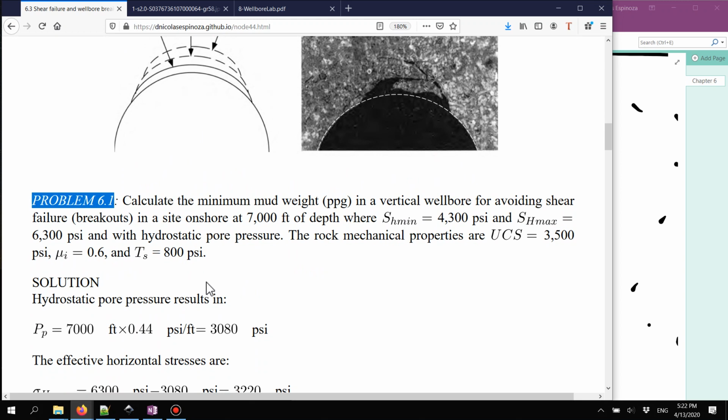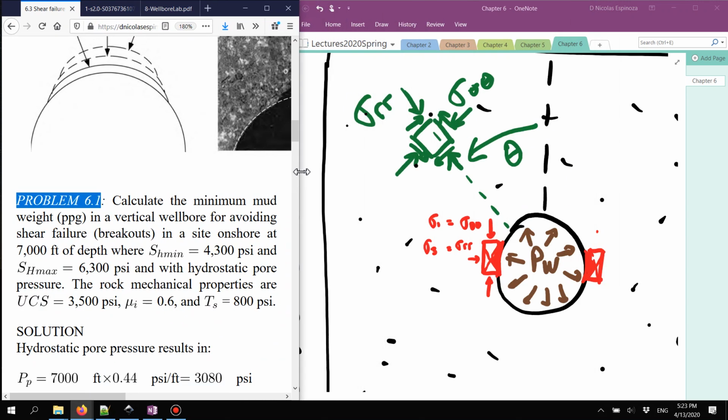And in this case, I'm asking you to compute what is this characteristic wellbore pressure and also the mud weight required to avoid shear failure. And this is going to be the minimum mud weight that I need so I do not have shear failure. So let me interpret a little bit this problem for you.